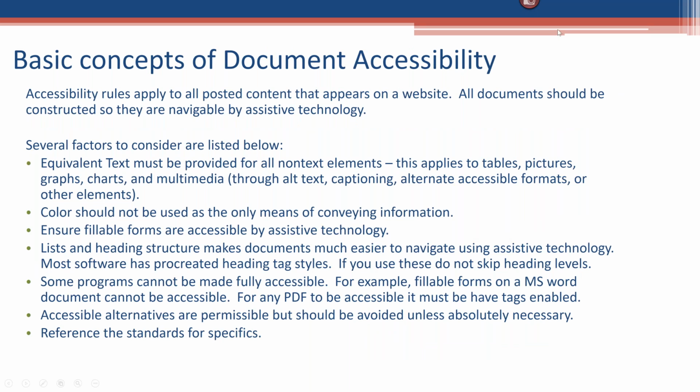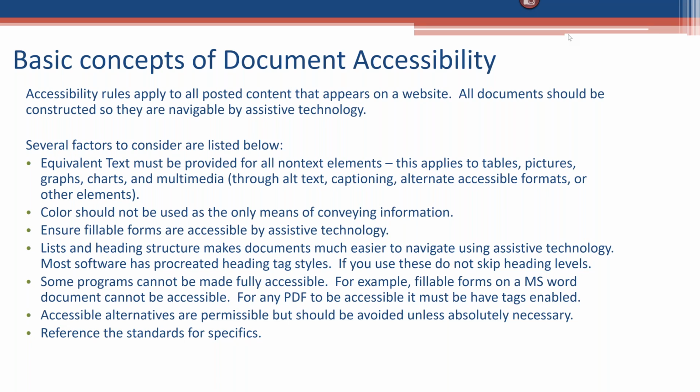Now, we're going to move on to some basic concepts of document accessibility. Accessibility rules apply to all posted content that appears on websites. All documents should be constructed so they're navigable by assistive technology. So the factors I've listed here will actually impact all sorts of different documents that are put up online, including pictures that are embedded into websites directly, PDFs that are posted, things like this PowerPoint that I'm going to post up after the webinar, and every different one of those actually needs to be accessible in its own right.